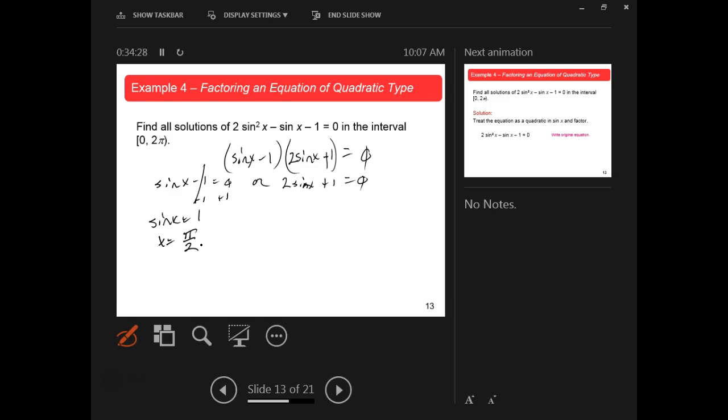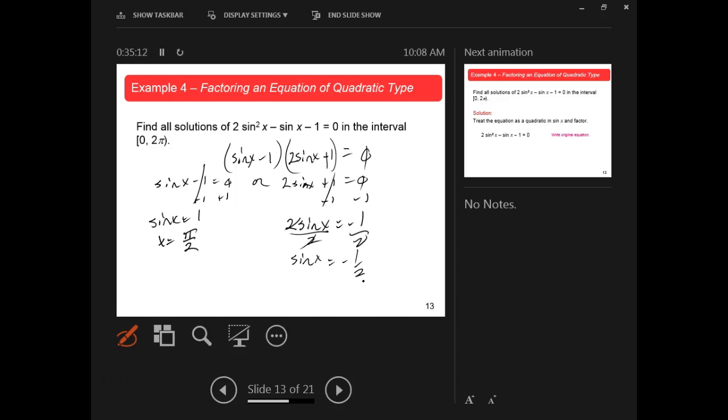So let's go to the second equation. And what does it give you? What would you do there? Subtract 1 from both sides, okay? And that gives you 2 sine x is equal to minus 1. And now what? Divide both sides by 2, and that gives you sine x is equal to negative 1/2. And where is that true? Negative pi 6.